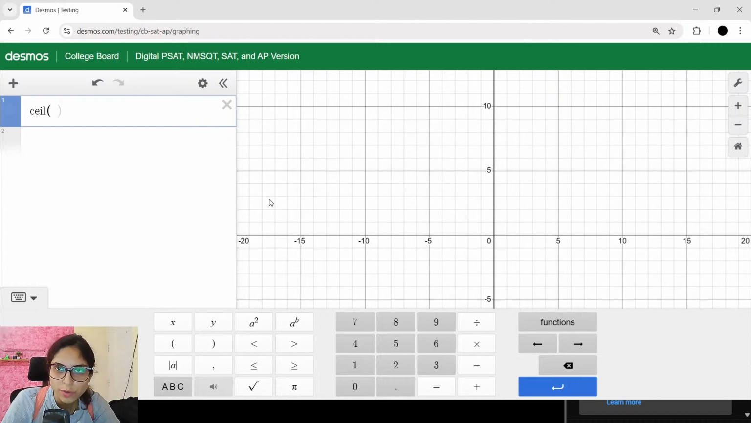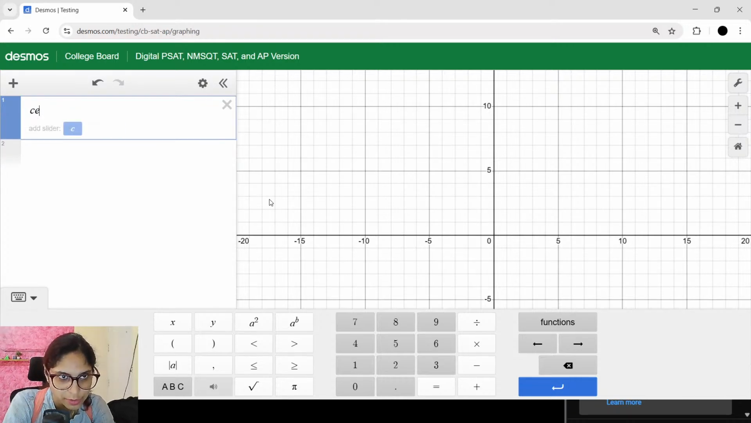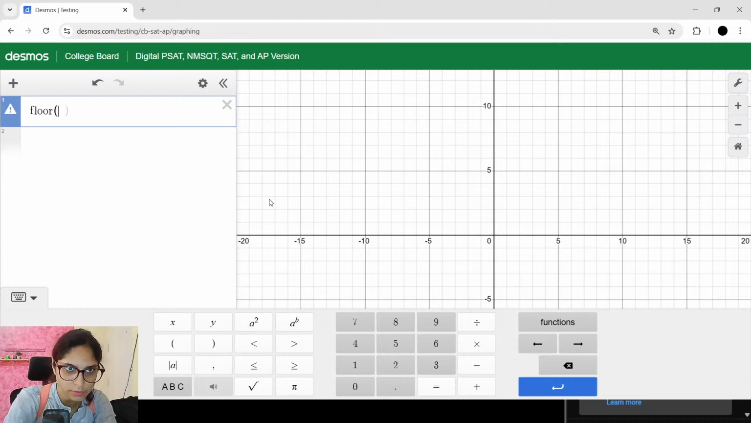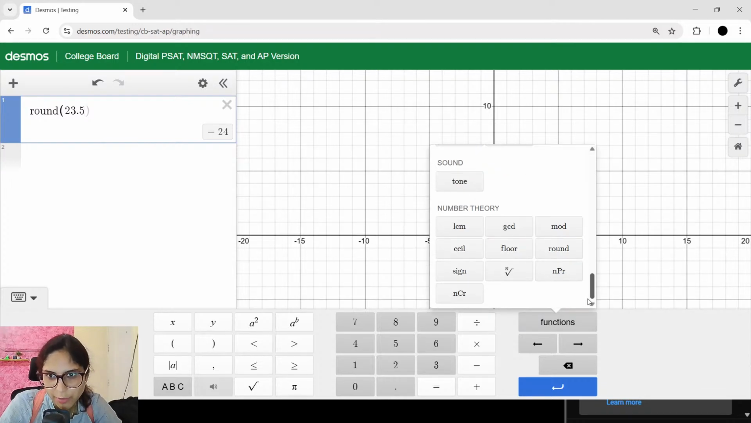Next is ceil. So what will ceil do? It will always round up. Even if you write 23.2, it's 24. 23.1 is also 24. So it will always give you a number above. Floor will just get rid of the decimal point. But if you actually want to round, you have to use round. For example, here if you write 23.2, it's 23. If you write 23.7, it's 24. If you write 23.5, it's 24. Got it? So ceil and floor are not that important. You need round. And now let's see what sign does.